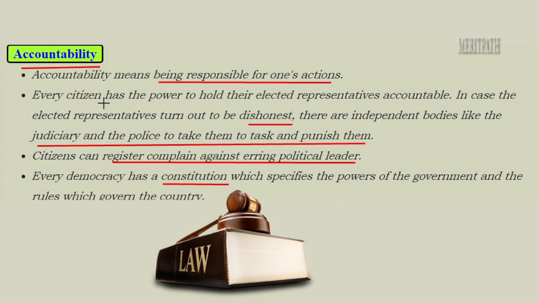Every citizen of the town or city has the power to hold their elected representatives accountable. That means they have the right to question the representatives. If the representatives are doing something wrong, then the citizens of that society have the right to question them. And suppose the representative turns out to be dishonest and is doing wrong activities, then the police and the judiciary, that is, the court, are there to task them and punish them.